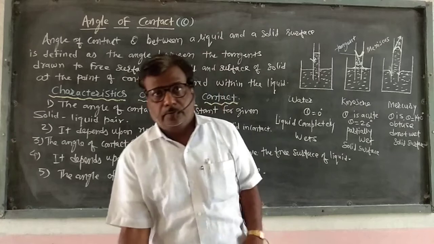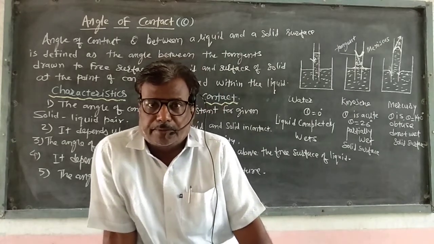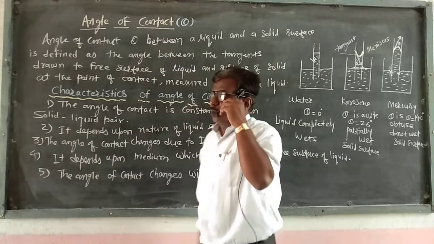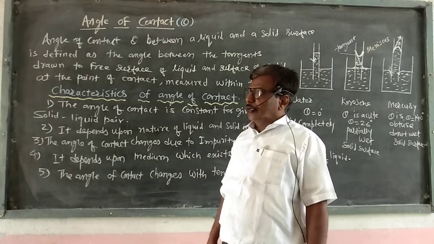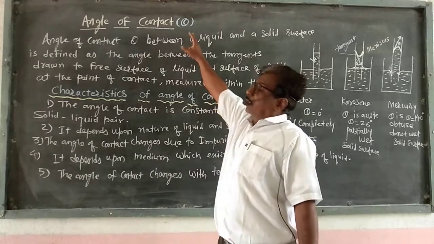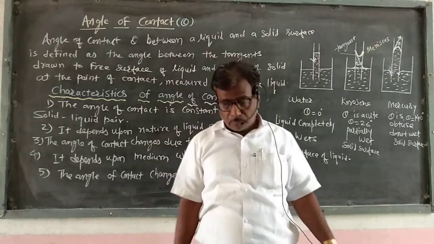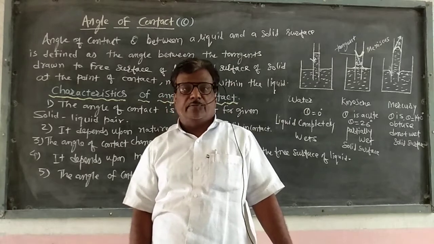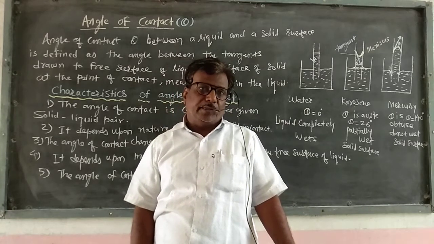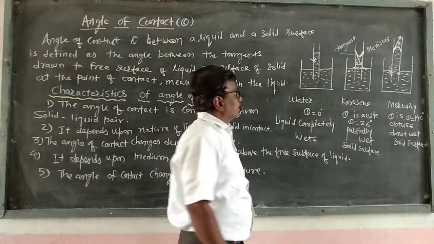In this video we start our next definition, that is the definition of angle of contact. Angle of contact is represented by the letter theta. We know that when a liquid is in contact with a solid, the liquid forms a meniscus.